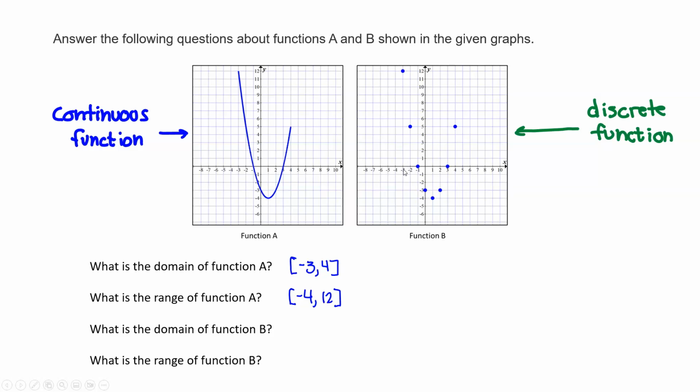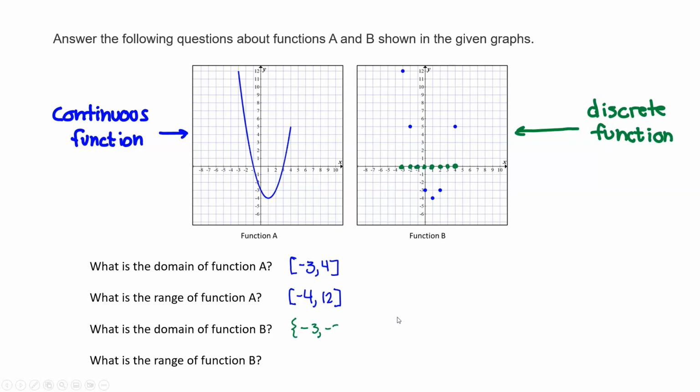Therefore, here, I don't know what happens between -3 and -2 as far as x values go. I don't know what happens between -2 and -1. Those are not defined. So when I have discrete functions, I can't use intervals to describe the x values or y values in the domain and range respectively. All I can do is list them. Notice here that -3, -2, -1, 0, 1, 2, 3, and 4 are the only values of x that have a point associated with them.